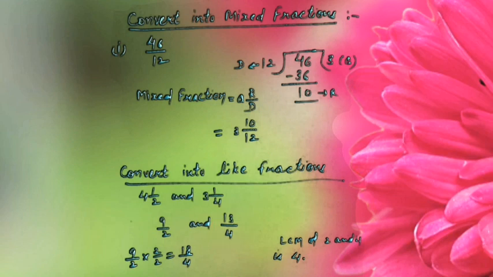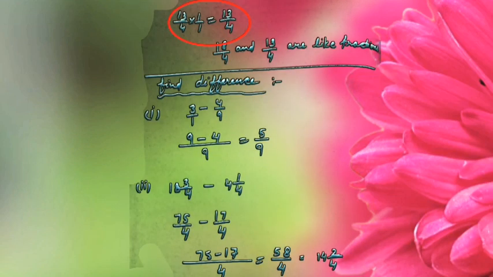Now here denominator is 2 and there is 4. So take LCM of 2 and 4. LCM of 2 and 4 will be 4. So make denominator of both fractions equal. 9 by 2 multiply with 2 by 2 to get 18 by 4. And 13 by 4 need not be multiplied because 13 over 4 already has denominator 4. Or you can write it as multiplied with 1. So 18 by 4 and 13 by 4 are now like fractions because denominator of both the fractions are same.